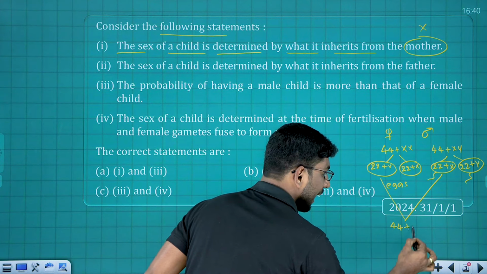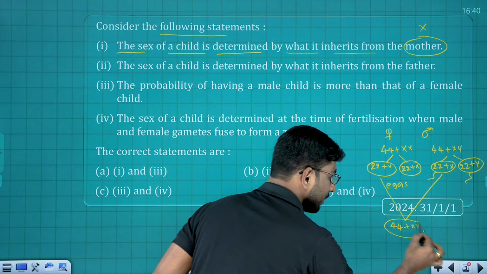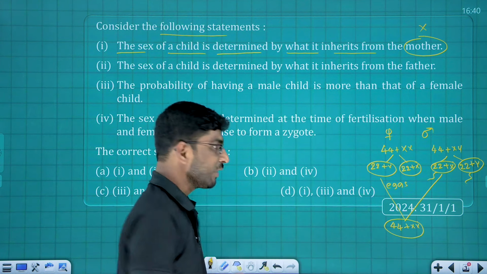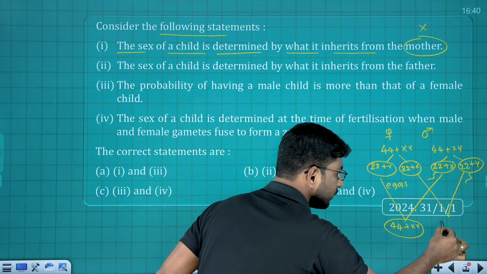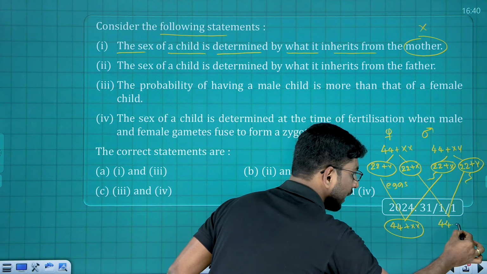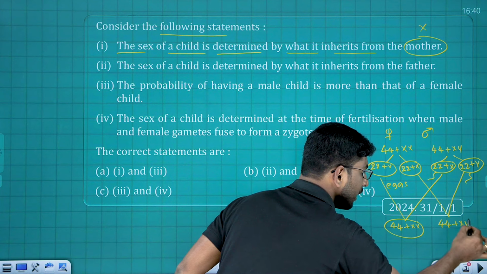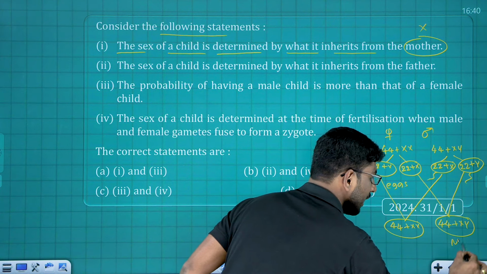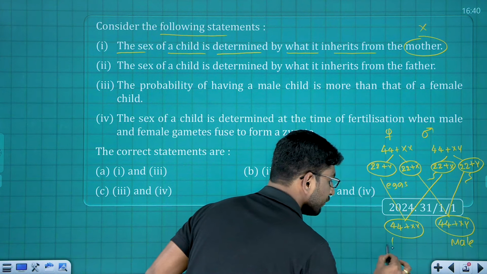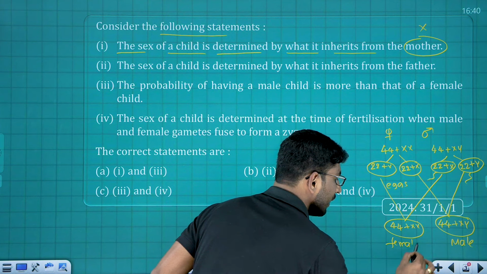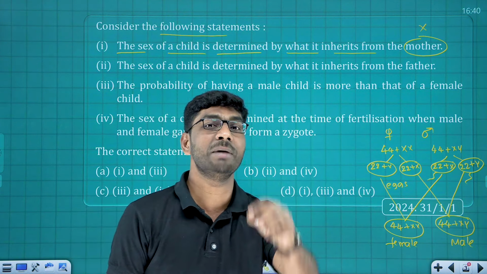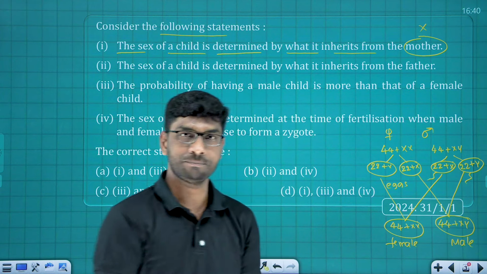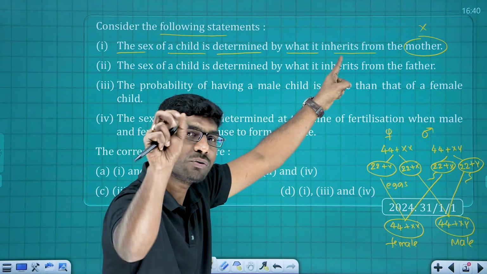You got my point? Now, if this X chromosomal sperm fertilizes this X chromosomal egg, 22 plus 22, 44 plus XX, a female baby, female child. Next, if the X chromosomal egg is fertilized by the Y chromosomal sperm, 44 plus XY, a male baby. This is the male child. This is the female child. Now you answer me. In human beings, the sex of the child is determined by the father, not by the mother. So statement 1 is incorrect.